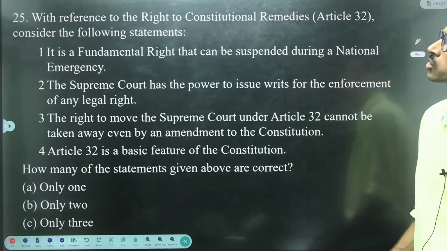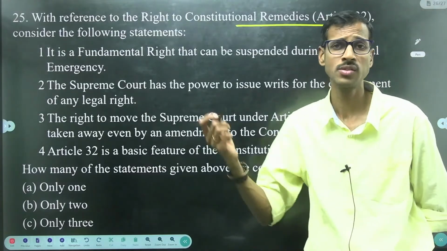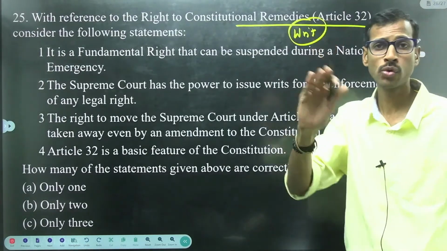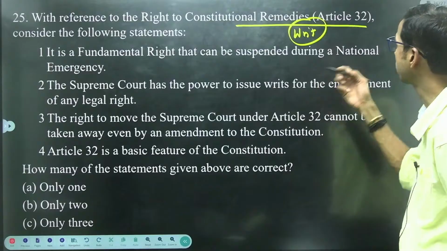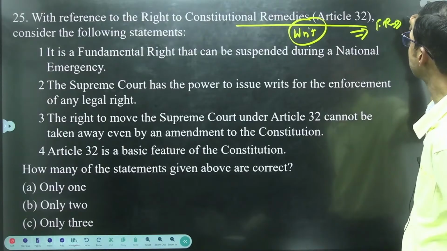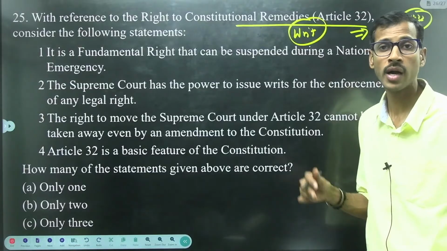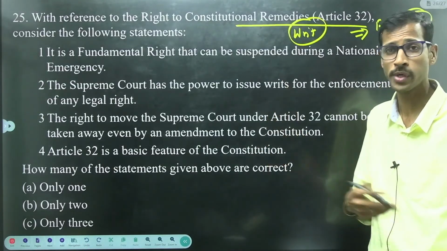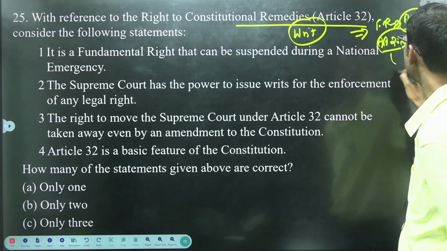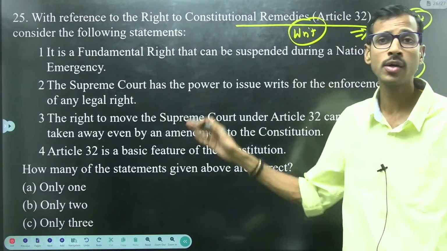Next and last question: with reference to the right to constitutional remedies, Article 32, consider the following statements. It is completely related to the writ jurisdiction of the Supreme Court and High Courts. The Supreme Court has the power of enforcement of fundamental rights under Article 32. Article 32 is the writ jurisdiction of the Supreme Court. Article 226 is completely related to the High Courts' writ jurisdiction. So this is related to Article 32 only.